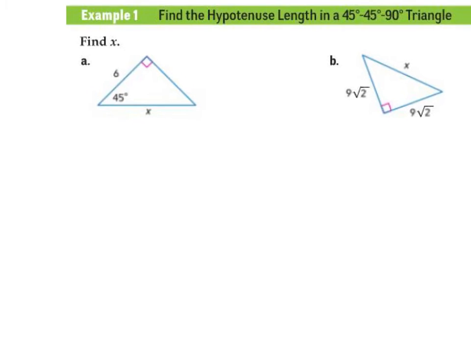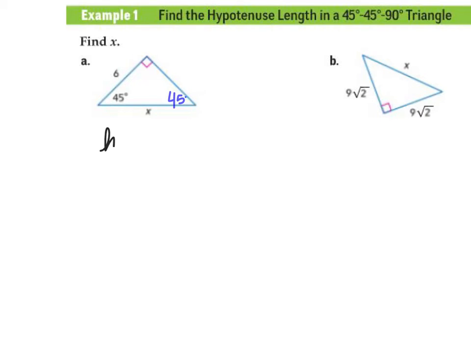In our first picture, we have this triangle. We have a 90-degree angle in the corner. Down here is 45 degrees. Whenever you have a right triangle, the acute angles are going to be complementary, so they have to add up to 90 degrees. So this angle is 45 as well.